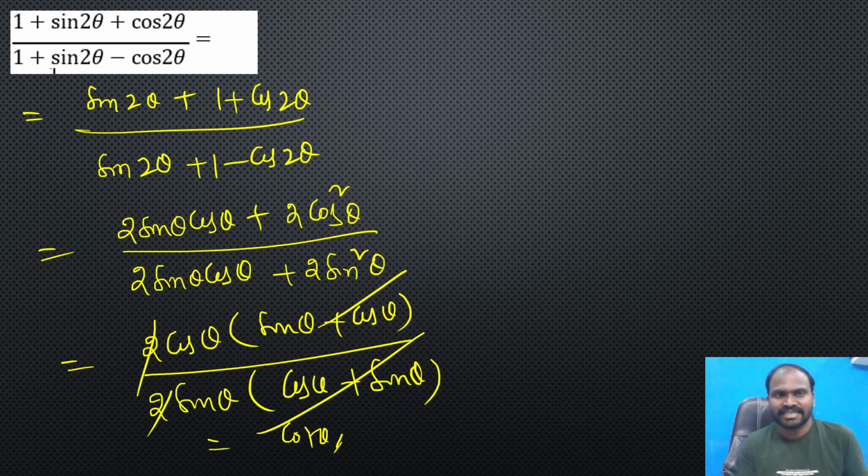Of course here directly I can see sine 2 theta cos theta, but sometimes you can't see directly. You have to understand which formula you need to use. Okay, so anyway I have placed it here.